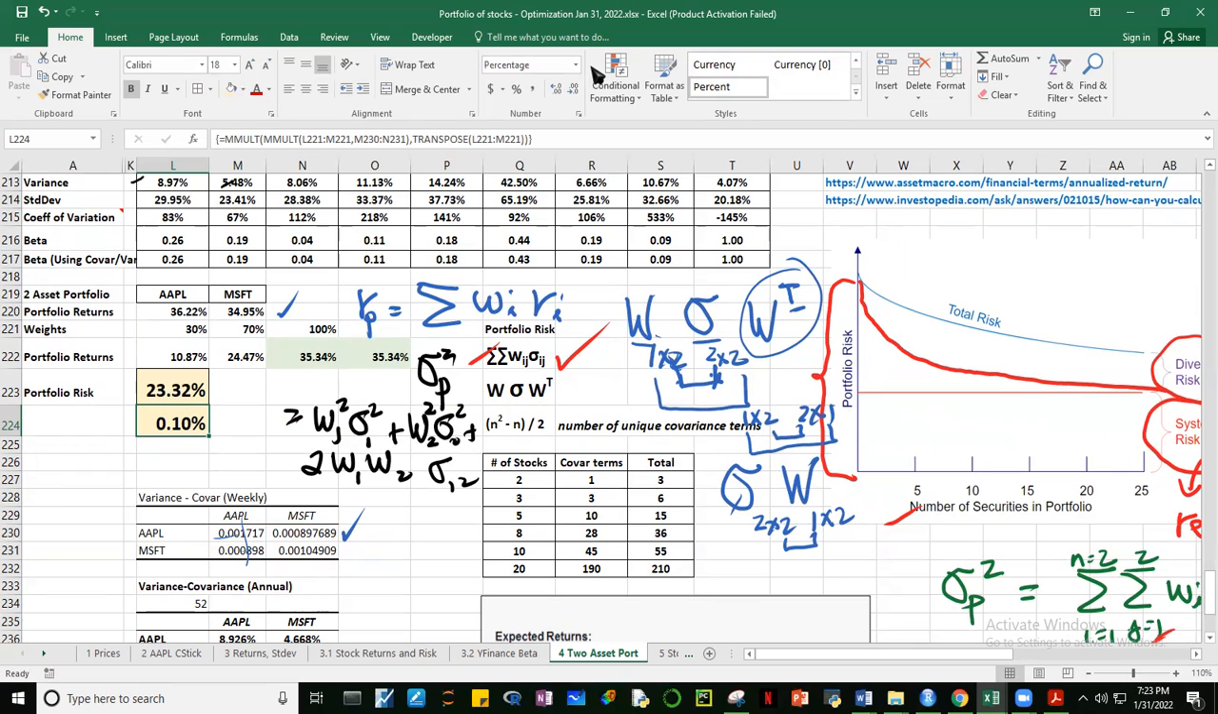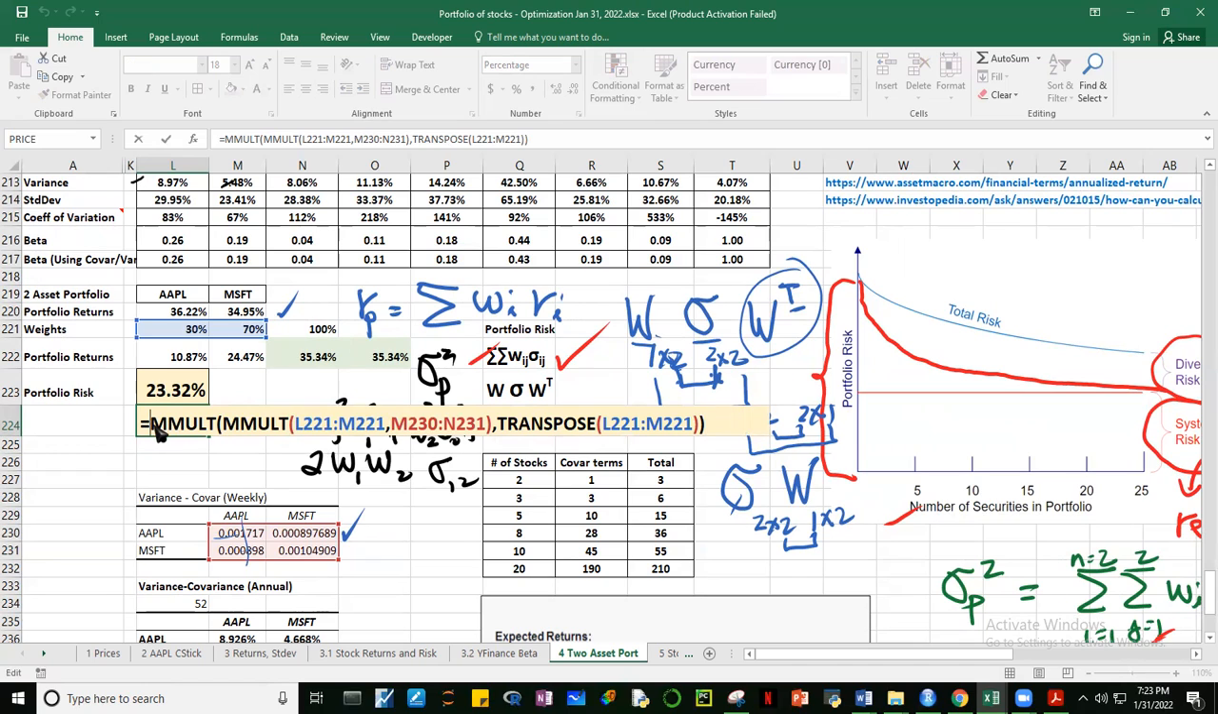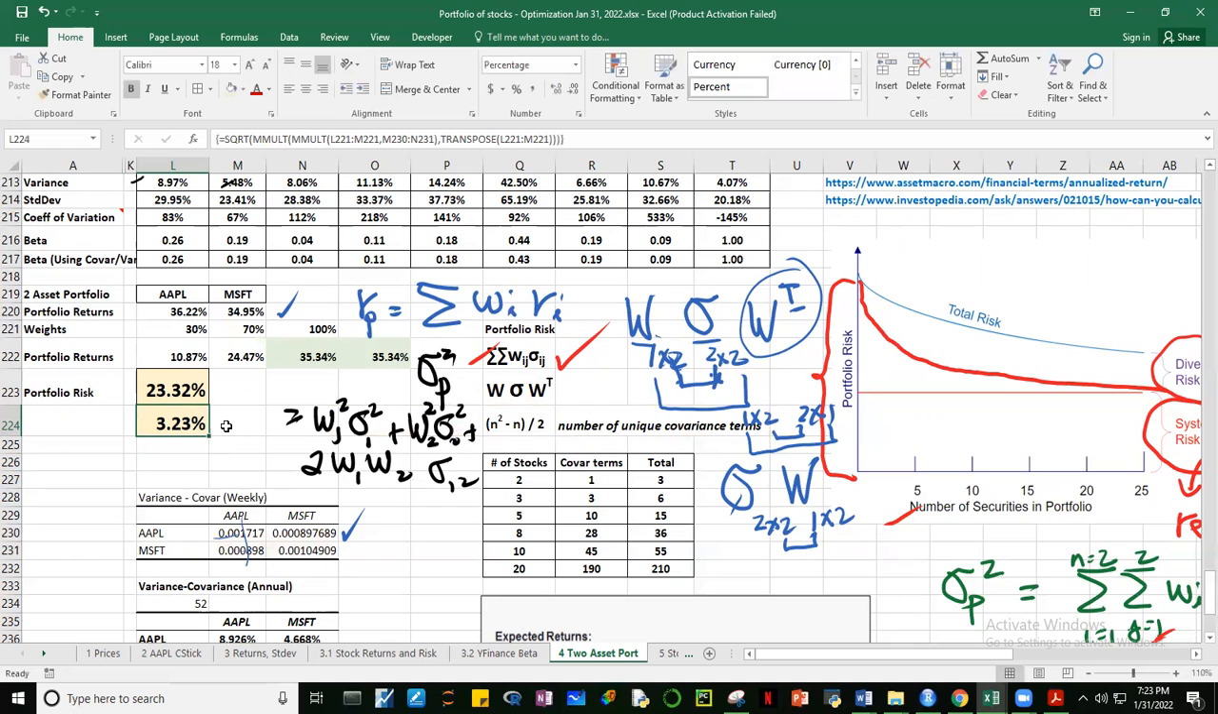Tapos, sandali, meron pa pala tayong, and then guys, remember this is just the variance, no? So kailangan natin ilagay yung square root. So medyo mahaba-haba yung formula. Square root, then control shift enter. There. Okay, ano yung kulang ko?